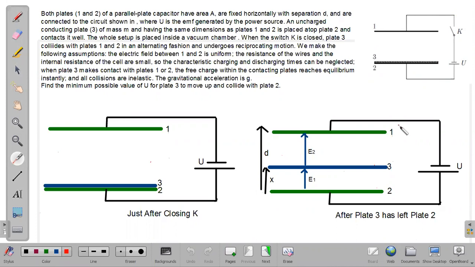Plate 3 is placed over the plate 2 but not stuck. It is just kept over the plate number 2. That means plate number 3 is free to jump upward. And that is what is going to happen in this question.